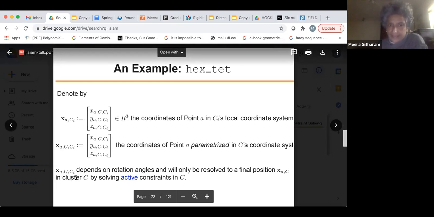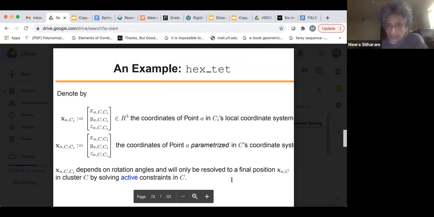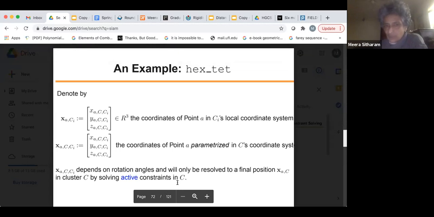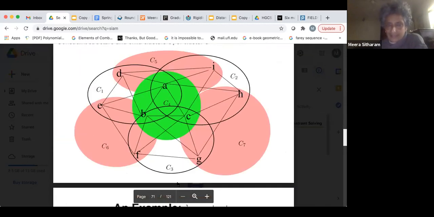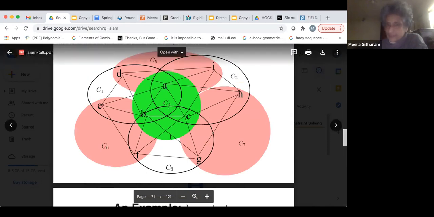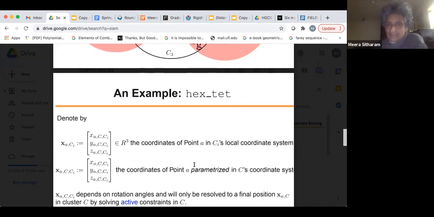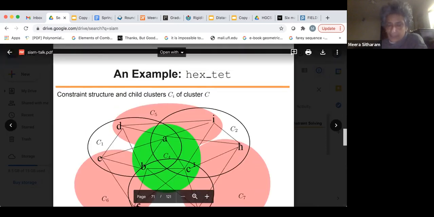And XACCI depends on rotation angles and will only be resolved into a final position XAC in cluster C by solving active constraints in C. We have the word active constraints, which means you have a subsystem that has already been solved, so you don't really have to worry about most of the constraints inside that subsystem. But there are some other constraints that are shared between subsystems, and those will come into play. Those we call active constraints of a DR plan.